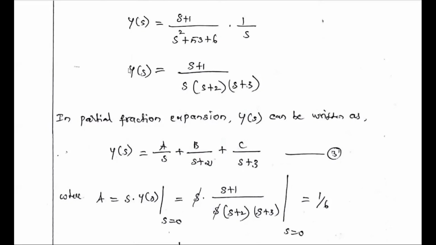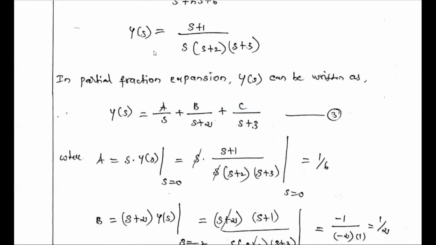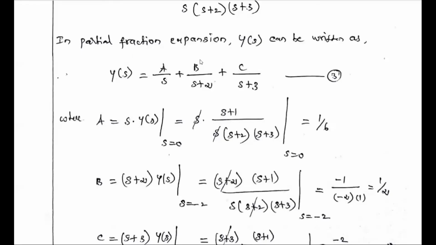So here the Laplace transform answer is there, so we have to follow the inverse Laplace transform procedure. In order to take the inverse Laplace transform, in partial fraction expansion, this Y of s can be written as A by s plus B by the second value, (s plus 2), plus C by the third value, (s plus 3). So consider this as equation number 3. Now we have to calculate the values of A, B and C. Okay, so how to calculate A? You know the procedure; we discussed it so many times.